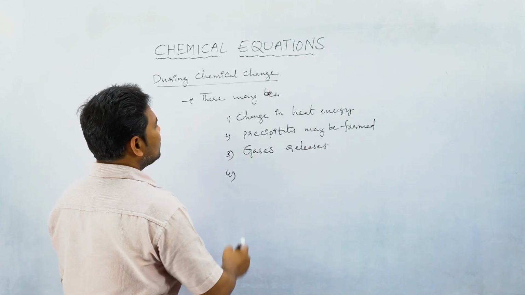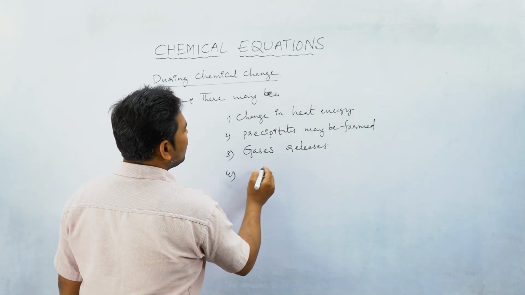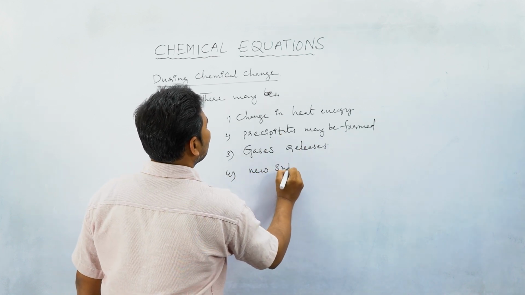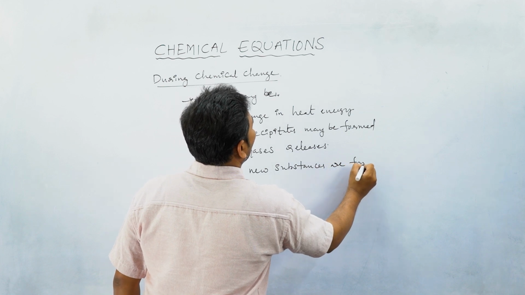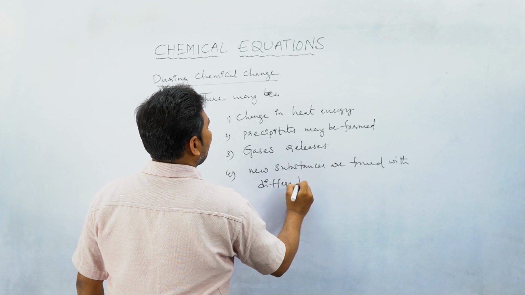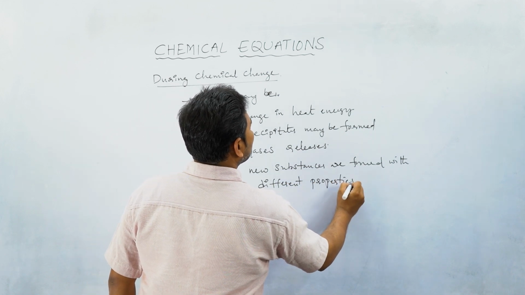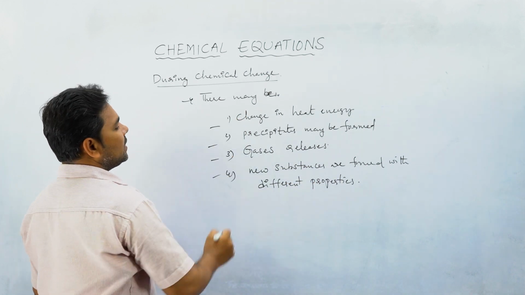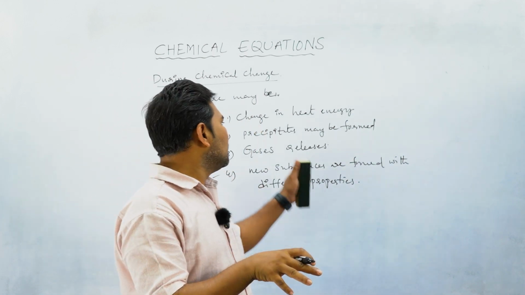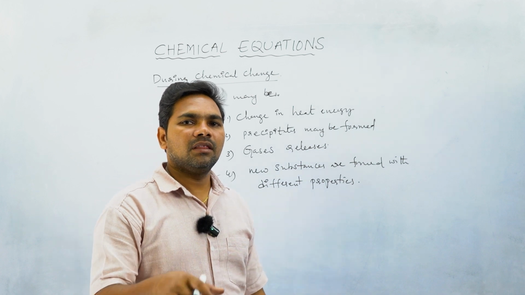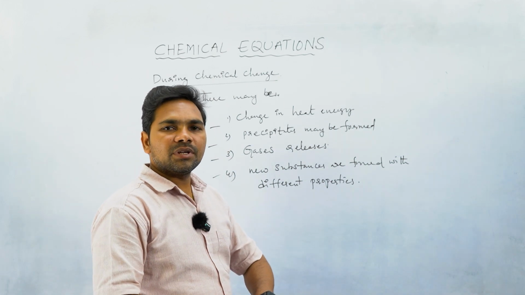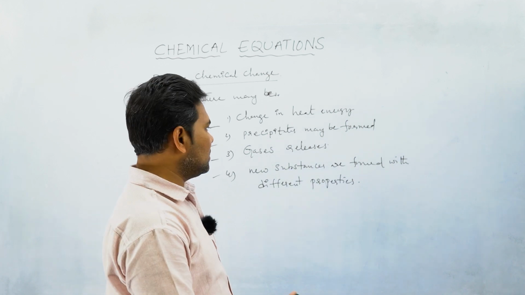During chemical changes, there is a change in heat energy, precipitates, gases, and new substances are formed with different properties. So these are the 4 points we say are indications during a chemical change. These changes indicate to us that the change is a chemical change. We understand. Now, how do we represent the chemical change in all the cases?